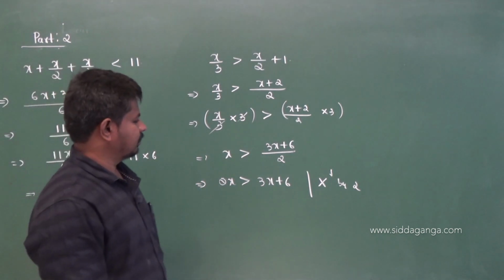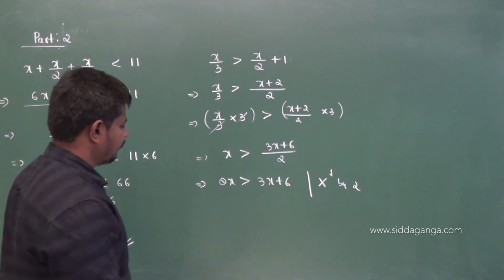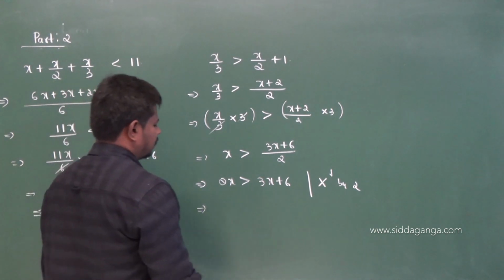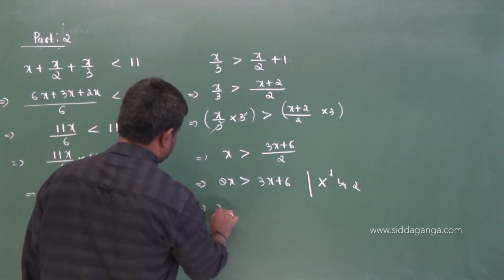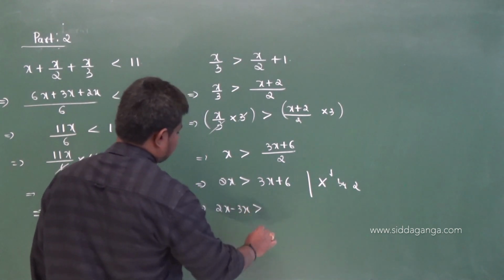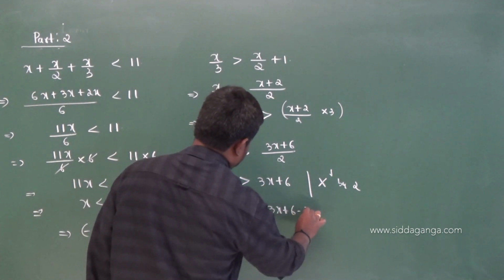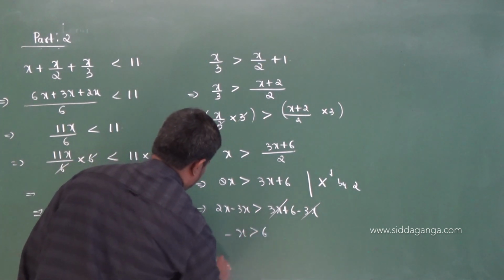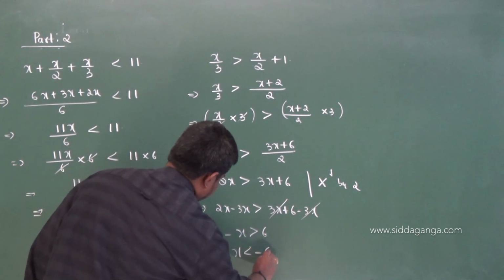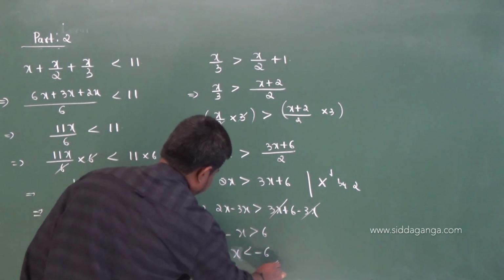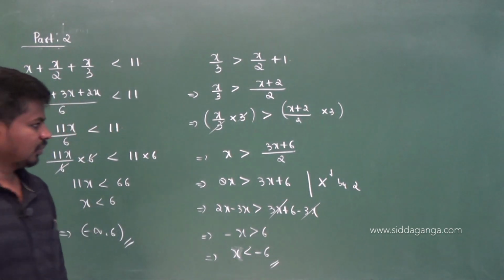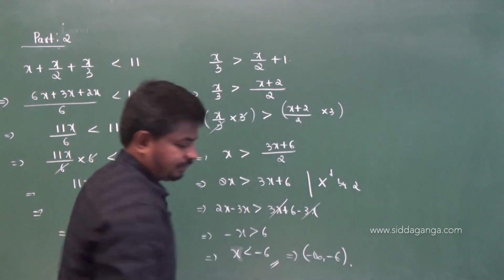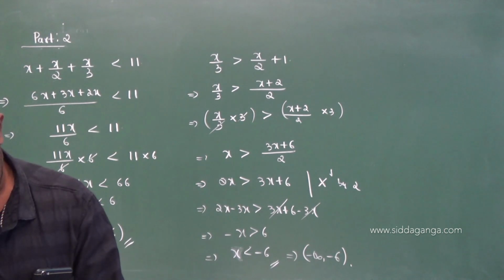Now here we have 2x and here 3x. Better to add minus 3x on both sides. So 2x minus 3x is greater than 3x plus 6 minus 3x. So you get minus x is greater than 6, or x is less than minus 6, multiplying by minus 1 on both sides. So your solution set is minus infinity to minus 6. This is your answer.